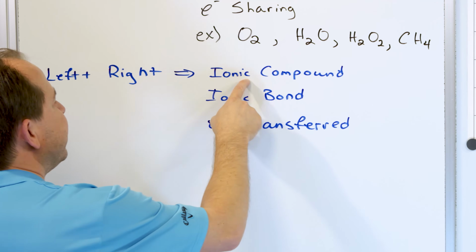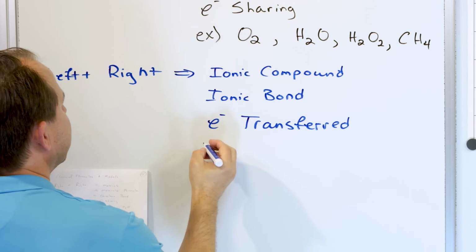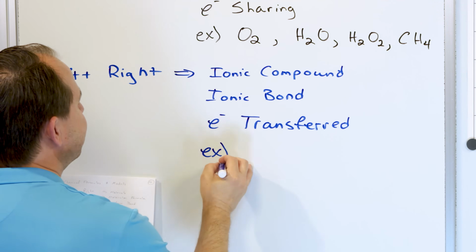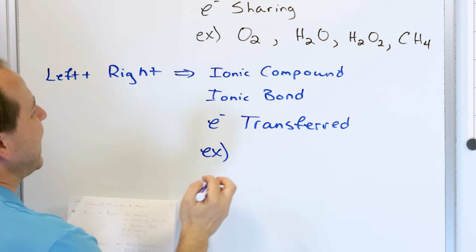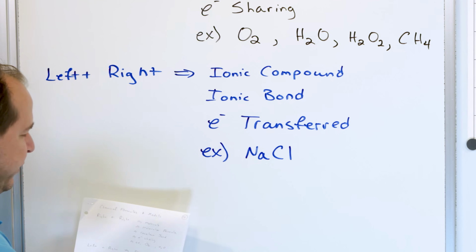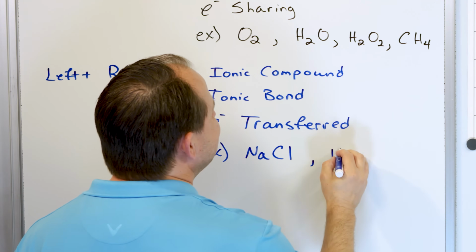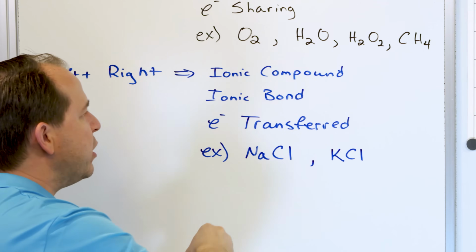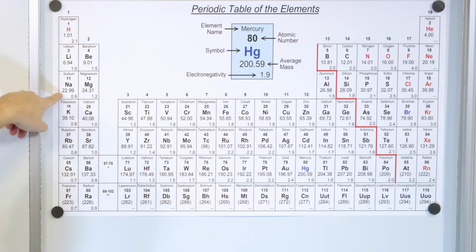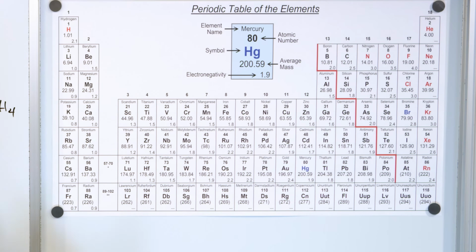So if we call this an ionic compound, we call it an ionic bond, we say that electrons are transferred instead of being shared, what is the prototype example of a left plus right type of situation? Sodium chloride. That's what I would use. But just to give you one more, so we don't just say this over and over again, you can have potassium chloride. Notice that potassium and sodium are in the same group, group 1 here.